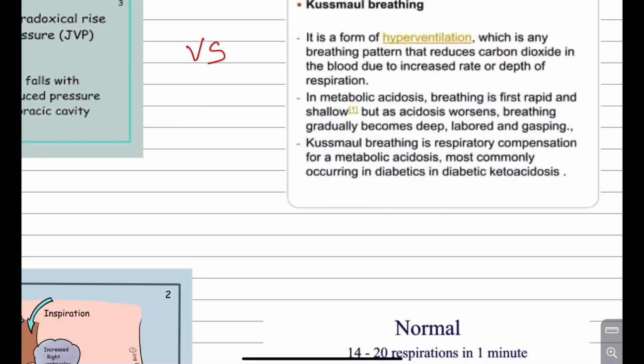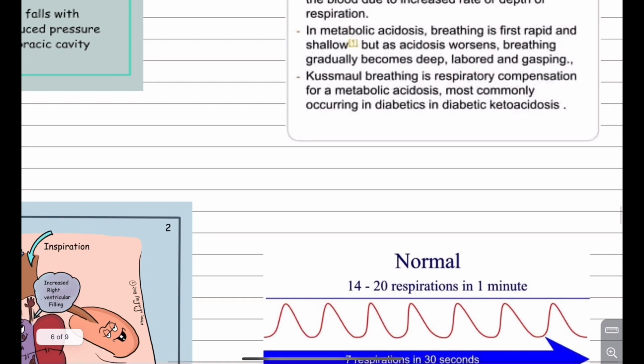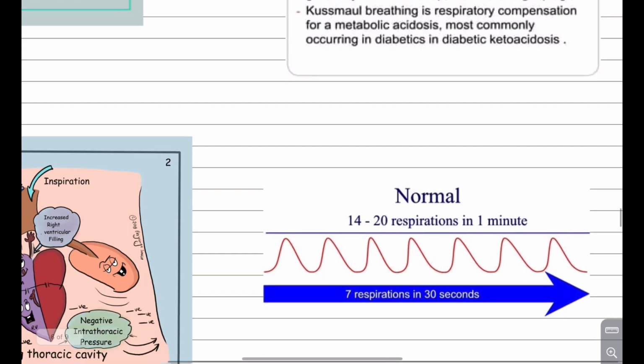At the first stage, the breathing is rapid and shallow, but as acidosis worsens, breathing gradually becomes deep, labored, and gasping, or air hunger. Kussmaul breathing is respiratory compensation for a metabolic acidosis, most commonly occurring in diabetics in diabetic ketoacidosis, in which there will be a fruity odor because of acetone.